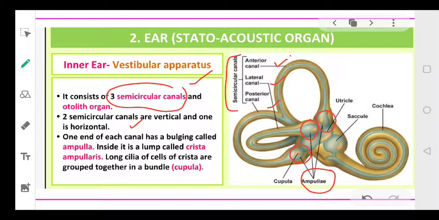Clear? And there are long cilia, long cells, there are long cilia of those cells, they are concentrated at a place that is called cupula. So ampulla है, जो bulging head है उसे हम ampulla कहते हैं. Ampulla के अंदर, ठीक है, कुछ cells हैं जिनके cilia projecting है, that are called cupula.